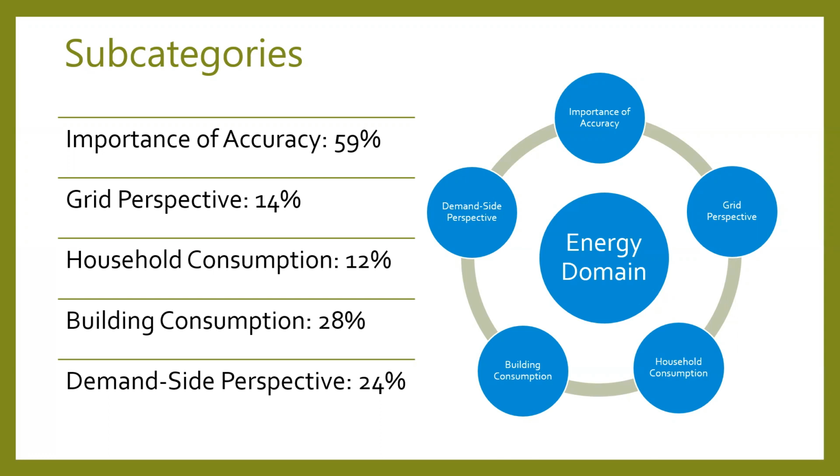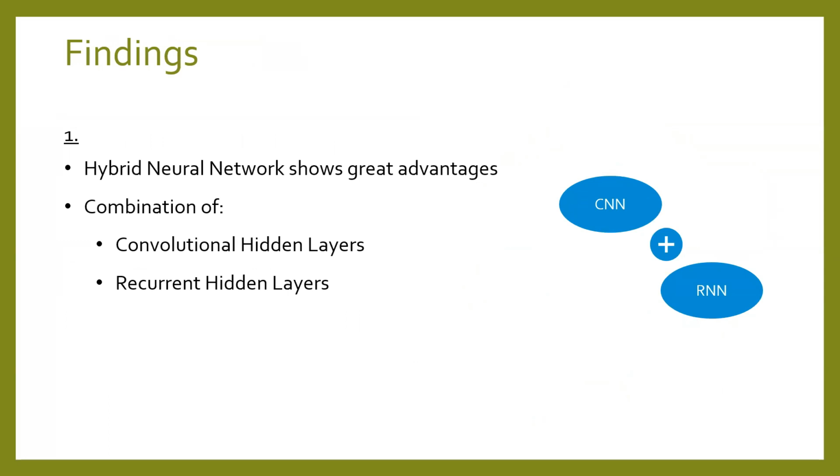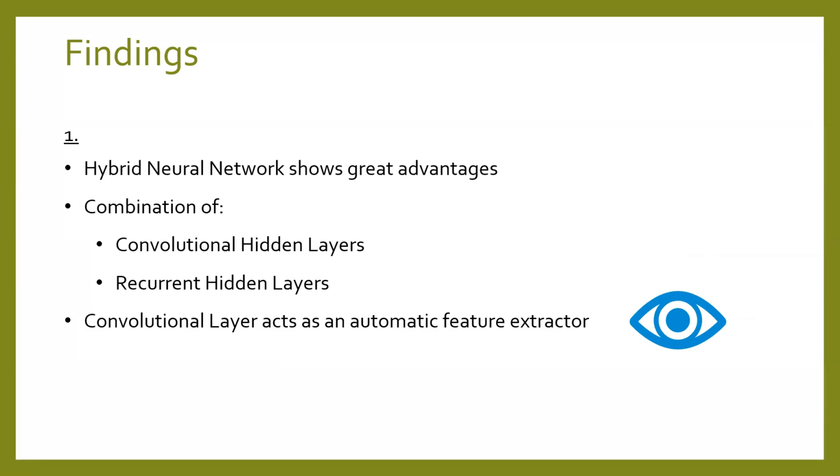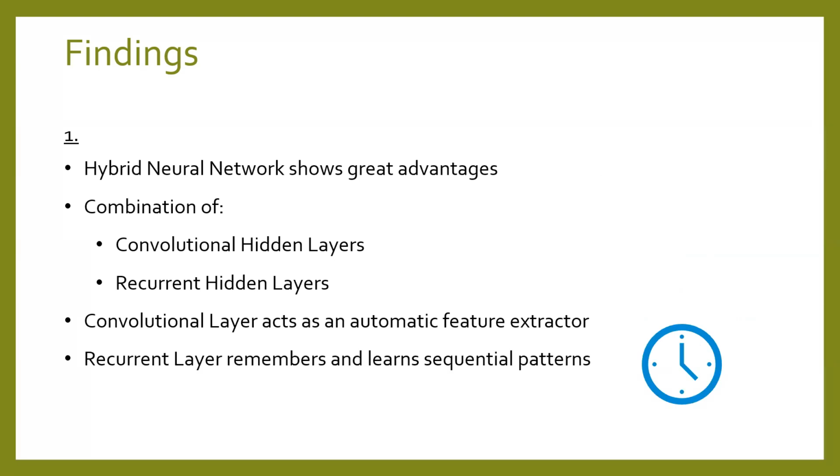And after analyzing, I came to 3 major findings. The first one showed that there were a lot of advantages when combining two types of specialized neural networks, what is called the hybrid neural network. And this combines convolutional layers with recurrent layers. The first convolutional layer acts as an automatic feature extractor. So it doesn't really predict anything. It just extracts information from the patterns that we saw before, these very complex daily patterns. And the second one relates time and sequential patterns. So this would be your typical long short-term memory network or a gated recurrent unit.